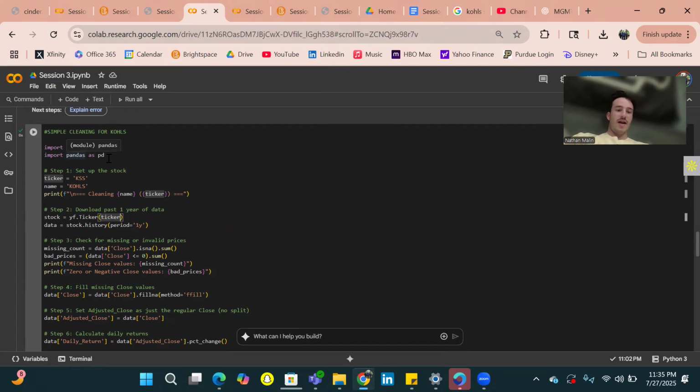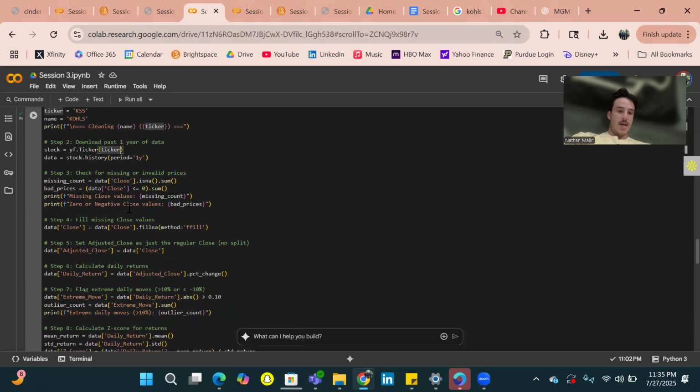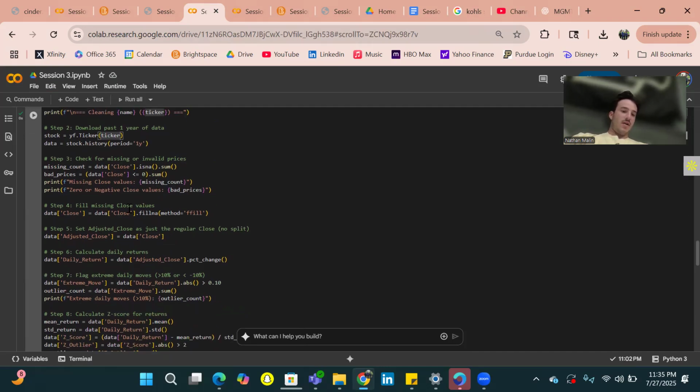So I imported yfinance, and I imported Pandas as well. And I set up the stock. My ticker is KSS, my name is Kohl's, and I'm going to download one year's worth of data. Basically I wanted to check first for missing or invalid prices, so I started with a missing count for the data at close. And then I also had bad prices, which would be prices that are either zero or less than zero. And then I also wanted to print the missing close values and the zero or negative close values.